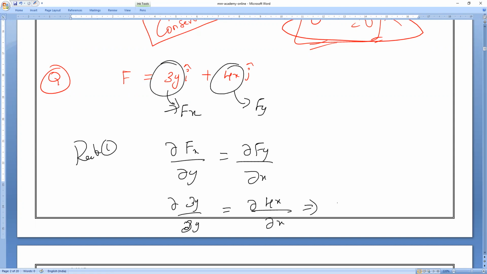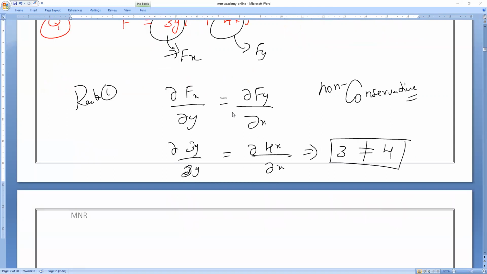So what is the answer? Everybody. 3 is not equal to 4. So it is non-conservative. It is non-conservative, all of you understanding? Everybody? Mr. Rohit, Mr. Sai Karthik, Murali? Yes, sir. So that is how you have to solve it. Any doubt, anybody can ask.